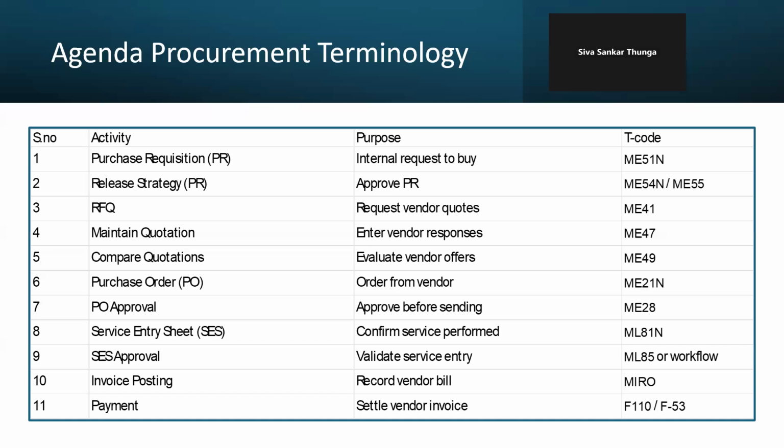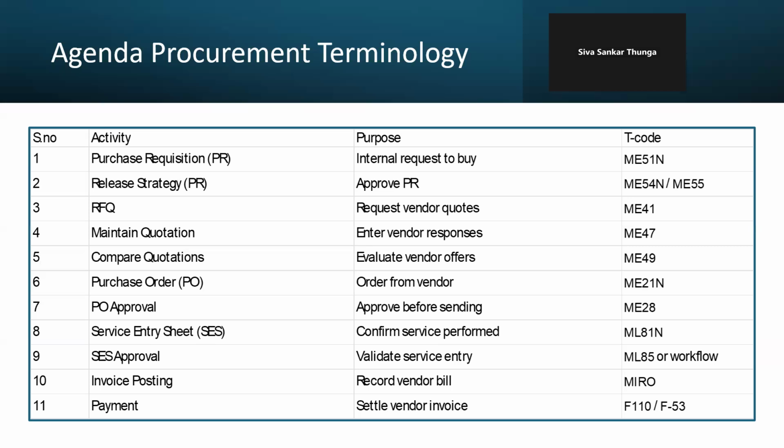Now maintain quotations, enter vendor responses. Like we raised a request for quotation, then assume that from the vendor we received multiple quotations. Those quotations they will enter in ME47N. Then once the quotations are received from the vendor, they will compare the three quotations. That is the analysis they will do: what is the difference between the three quotations? That will be done in ME49N.